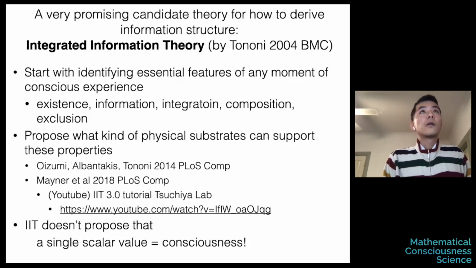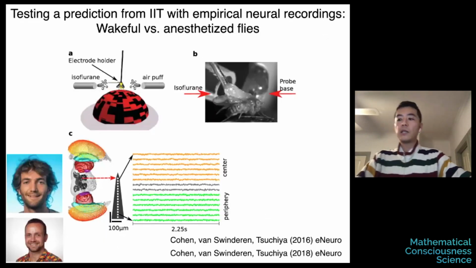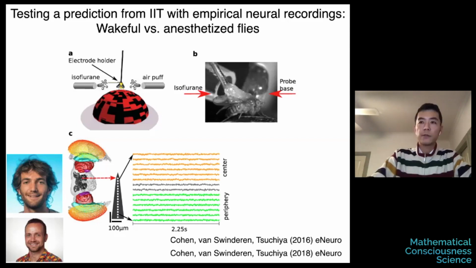So what our lab is actually interested in is developing tools to make precise approximations of these original measures, as well as empirical testing of the theories through the application of IIT to neural data. The data we are focusing on was recorded by my previous student, Joel Cohen, when he was working in Bruno van Swinderen's lab in Queensland, Australia.